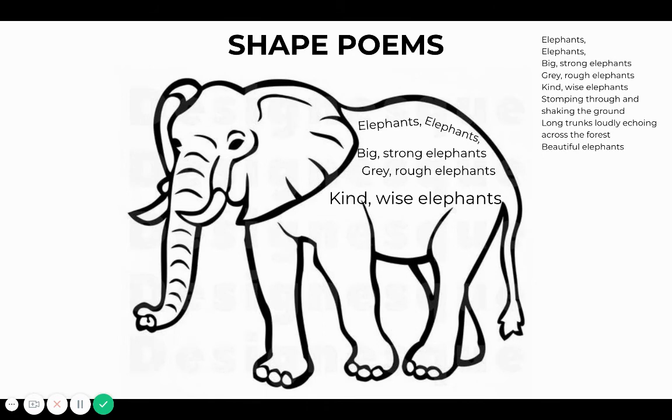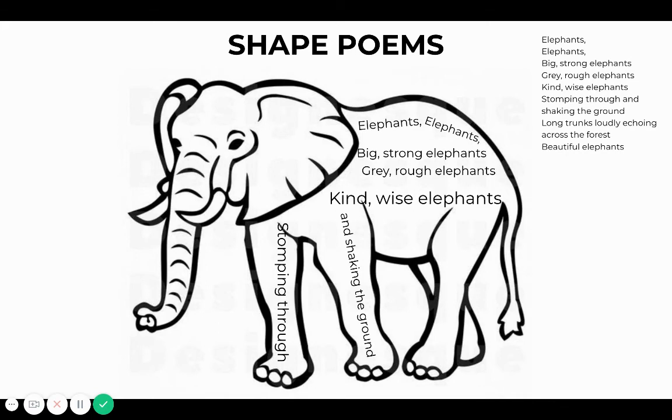Then I had this crazy idea because the next lines in the poem are about stomping through and shaking the ground and things that elephants do with their legs. So I took that line and I put it onto the elephant's front legs. Stomping through and shaking the ground.